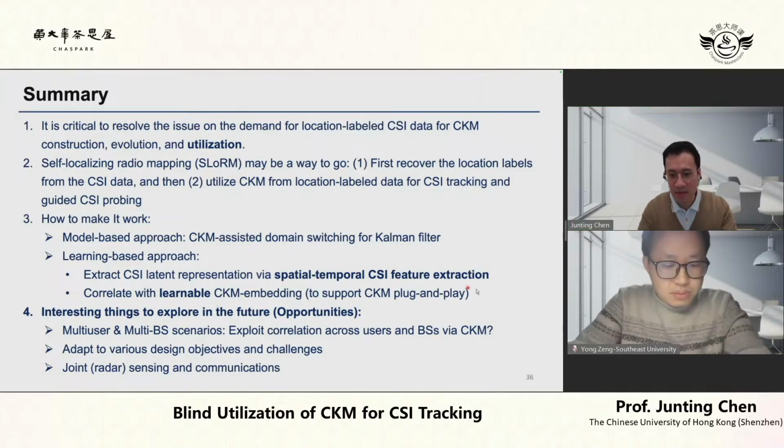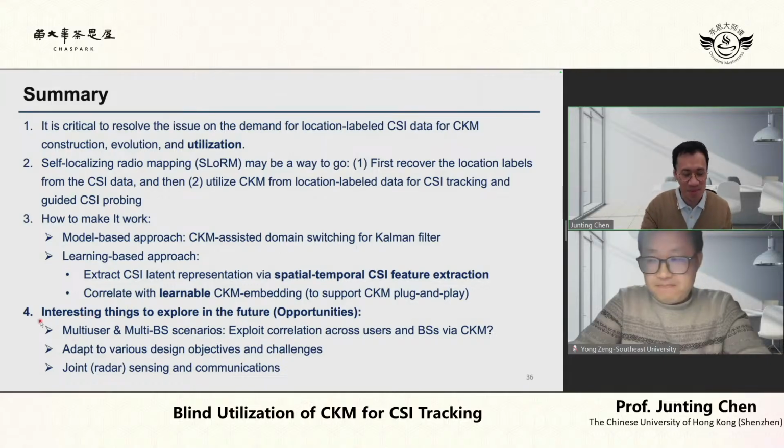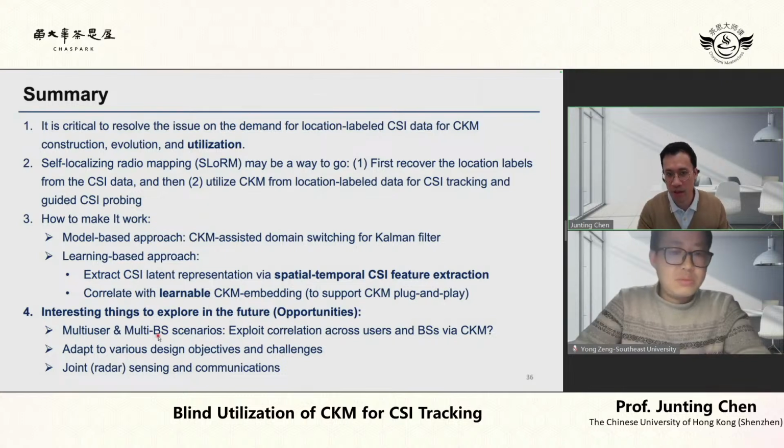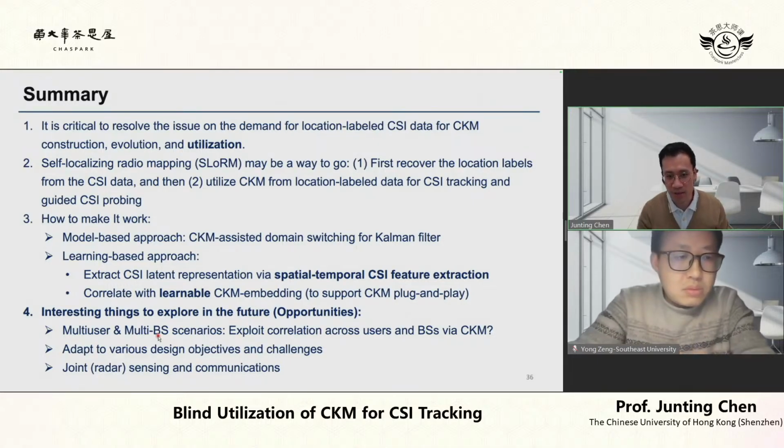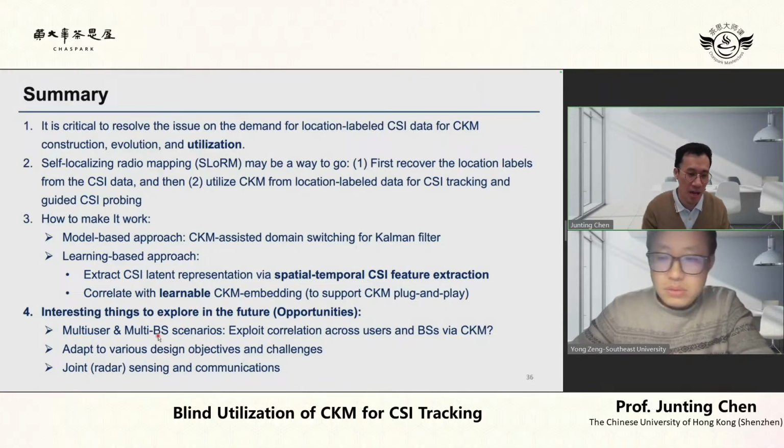So this is still very preliminary. We still find many interesting things to explore in the future. For example, what can we do for a multi-user and multi-base station scenario? There's a correlation across users and across base stations, and then we may need a more efficient strategy for CSI tracking and CSI probing with the assistance of the CKM. This has not been attempted in the literature.